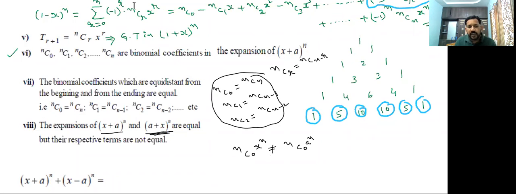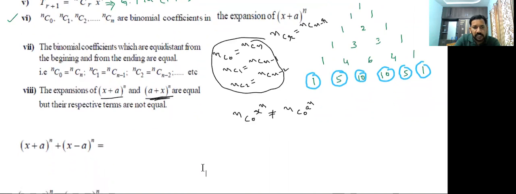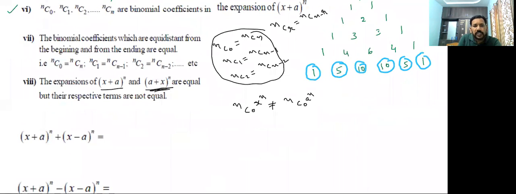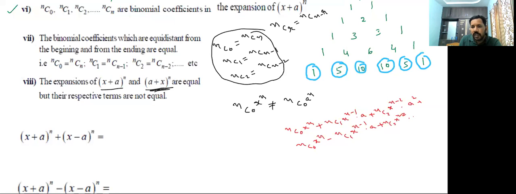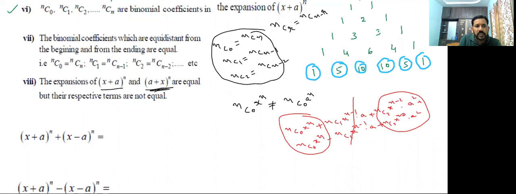So the respective terms are not equal. Right. The (x plus a) whole power n expansion and the (x minus a) whole power n expansion we have already discussed. If you add both the expansions, the terms cancel and we get the remaining terms. The (x plus a) whole power n expansion is nC0 x power n plus nC1 x power n minus 1 into a plus nC2 x power n minus 2 into a square, and so on. The (x minus a) whole power n expansion is nC0 x power n minus nC1 x power n minus 1 into a plus nC2 x power n minus 2 a square, and so on. So these cancel, and the nC0, nC2, nC4 terms remain.